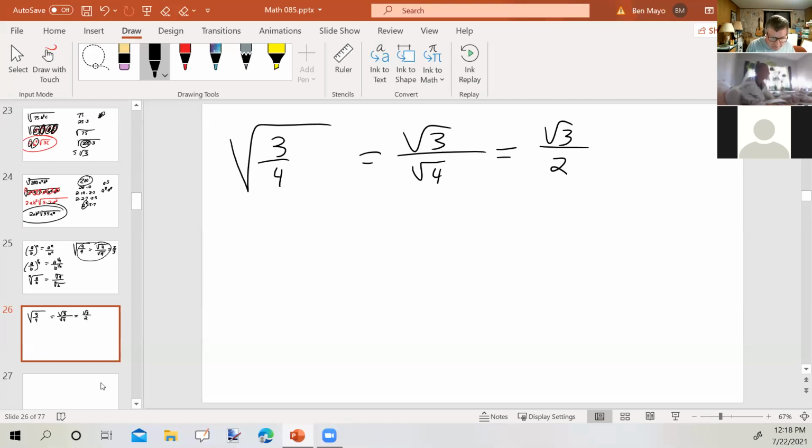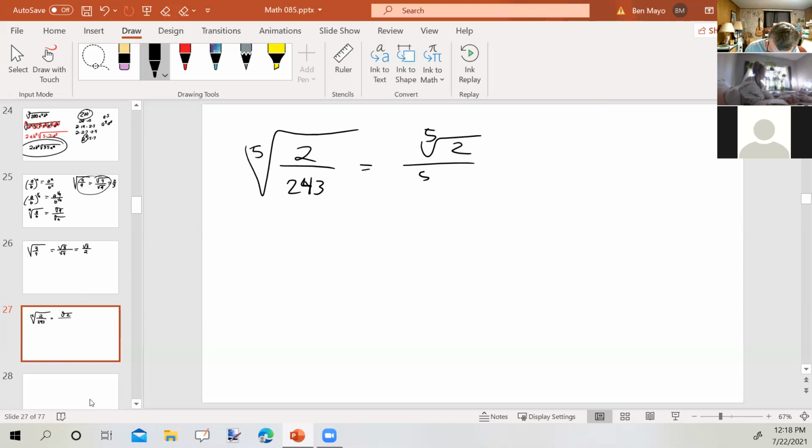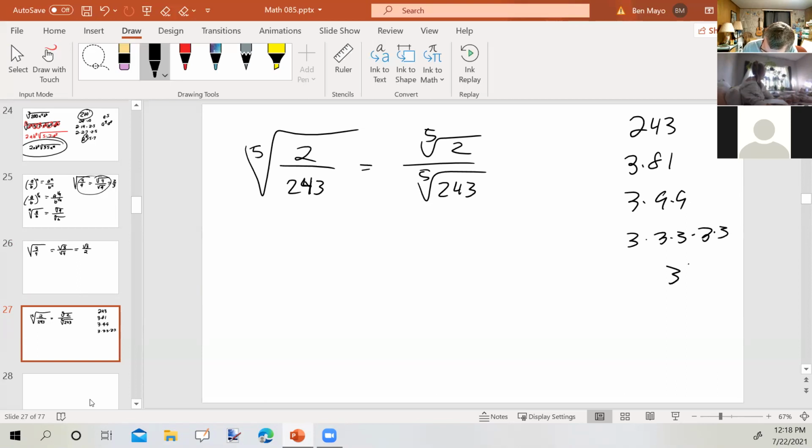Questions on that one? How about this? The fifth root of 2 over 243. So that's equal to the fifth root of 2 over the fifth root of 243. Well, 243 is 3 times 81, which is 3 times 9 times 9, which is 3 times 3 times 3 times 3 times 3, which is 3 to the 5th power.